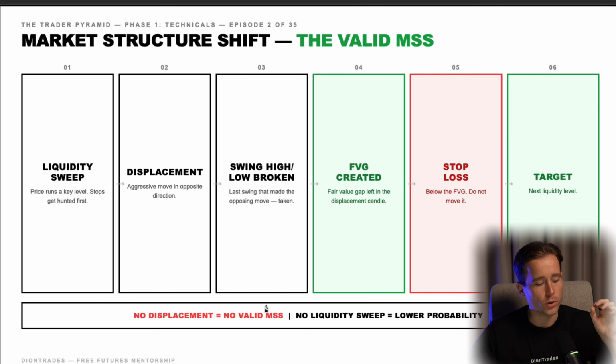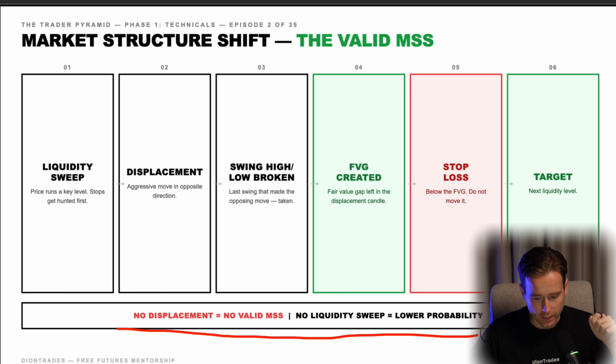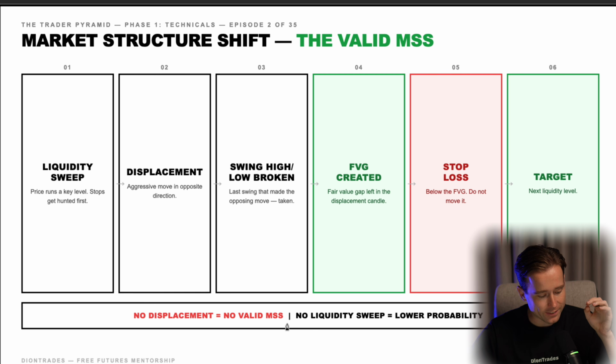So the one thing I want you to take away from this, and it's very important: a market structure shift without displacement is fake. Don't trust a market structure shift without displacement. The displacement is everything, this energetic move. That tells you big money is involved. That's what makes the fair value gap in it worth trading. No displacement, no trade. Simple.